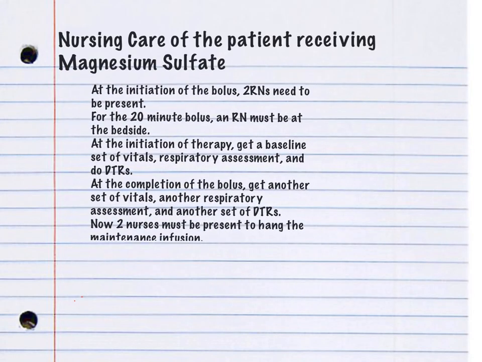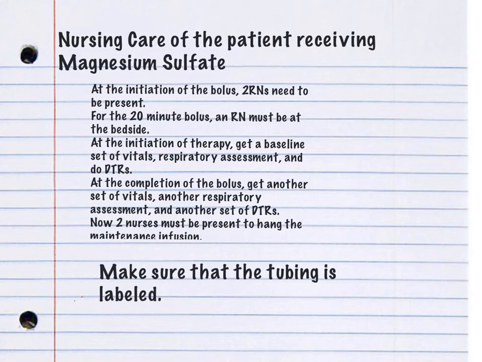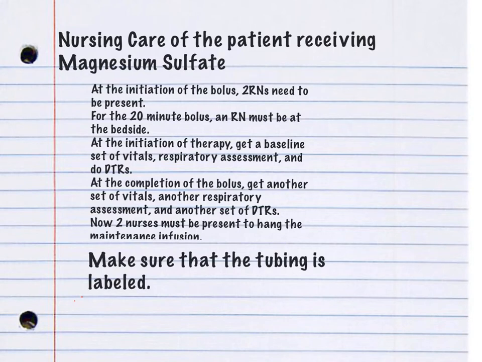Now, another safety thing. Make sure that the tubing is labeled so that if you have to shut it off really quick and keep your main line running, you can do that. Remember that magnesium sulfate is always spelled out. It is never abbreviated as MgSO4 like we used to do in the old days, because MgSO4 could be confused for morphine sulfate, MSO4. It's an unapproved abbreviation.